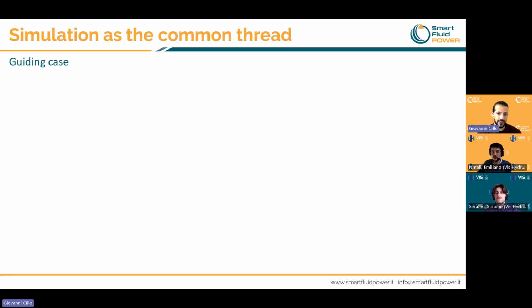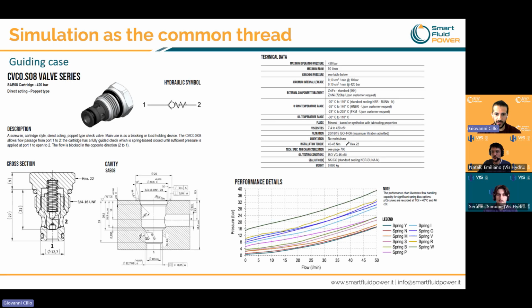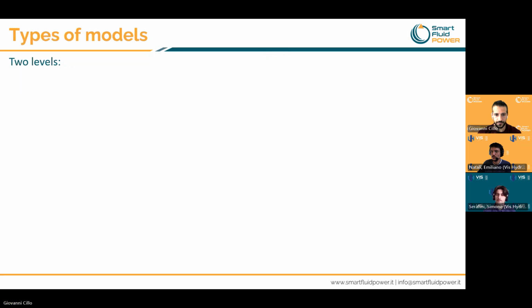To make this concept clearer, we'll use a guiding case study. We'll follow the VIS C0 S08 through this entire webinar, the same valve we modeled in the first session. We've chosen this simple valve for clarity, but the same approach applies to much more complex components as well. We look at it through different phases and, above all, at different levels of detail. These allow us to understand not just the individual tools, but how they are connected and work together.